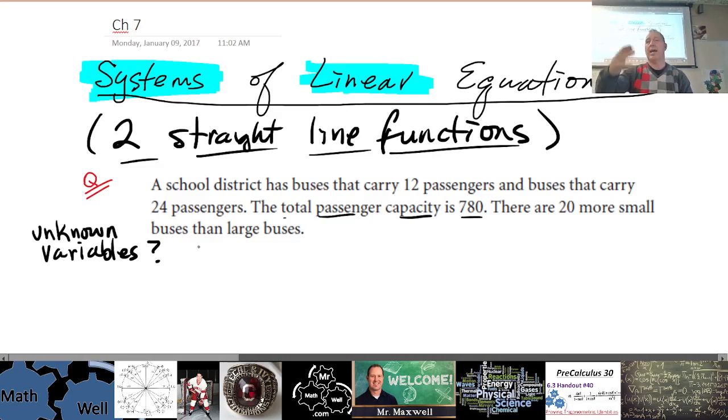What would they be? I like what's been suggested here so far, that maybe L, let's do L equal large buses. Specifically the number of large buses, let's use capital L. So the number of large buses. And let's do S, capital S, is the number of small buses.